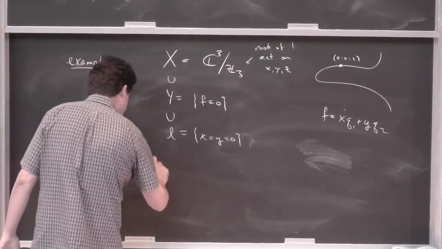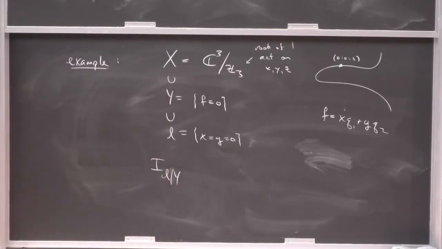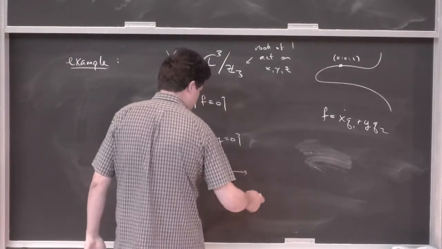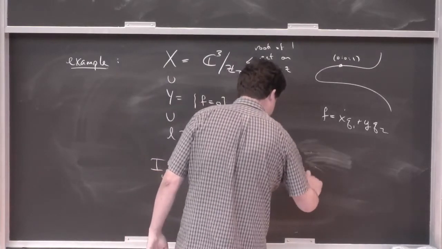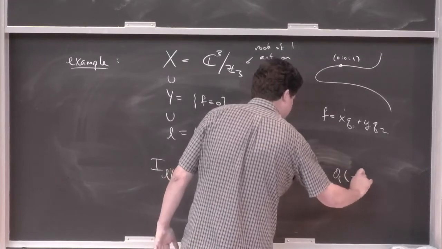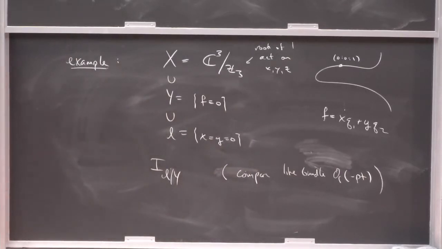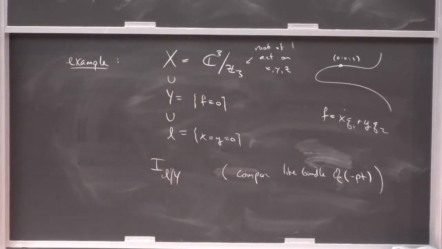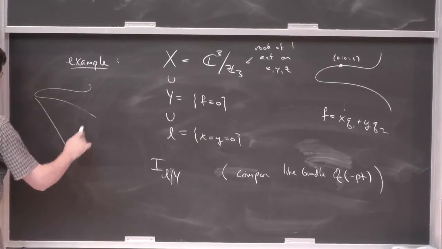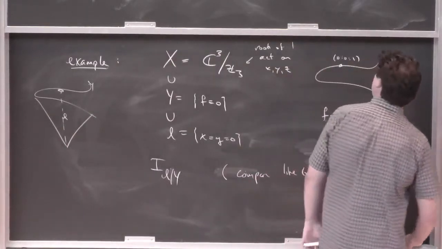And then we can take the ideal of this line in y. You should compare the line bundle O_C of minus the point. If I took the same thing on A3 and took the associated module on P2, I would get that line. So maybe I should draw this picture once. Here's L. We want to go back and forth between the affine and the projective pictures.